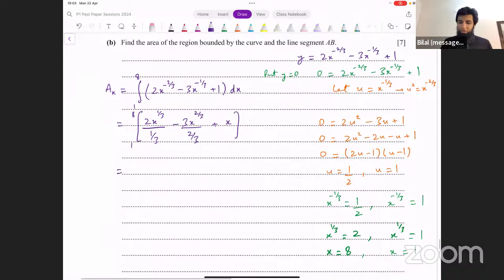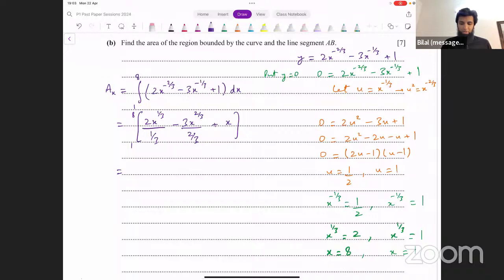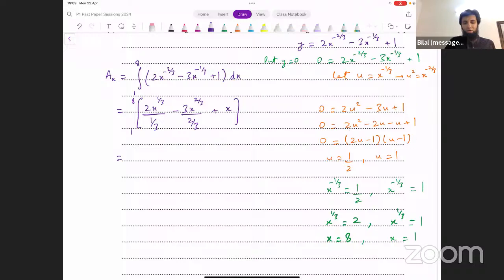Let me just confirm the working. Add 1 to the power, x power 1 over 3, divide by that. And this is also correct, 2 over 3 and 2 over 3. Yeah, it looks okay. Now let's simplify this first before we input the limits. We can take 3 to the numerator. 3 into 2, that's 6. 6x raised to the power 1 over 3. Minus 3 goes to the numerator here as well. 3 into 3, that becomes 9. So we've got 9 over 2 into x raised to the power 2 over 3 plus x.